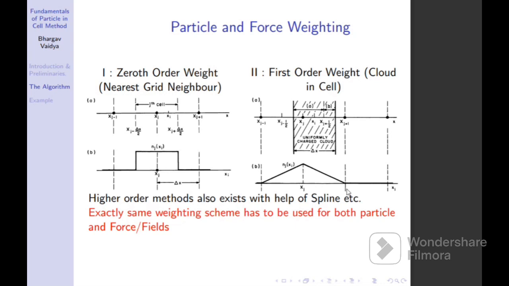You can also do spline. You can also do multiple higher order methods. Up to you, but of course they are all more expensive. So you have a cloud in cell approach or the TSC, the triangular shaped cell. These are essentially the different approximations or different interpolation methods which one uses to get this.